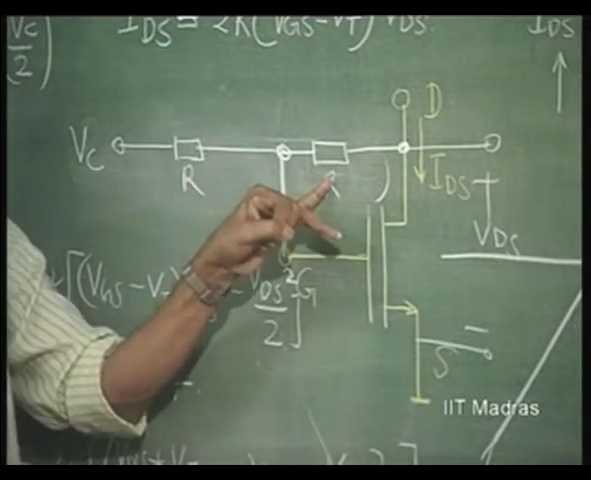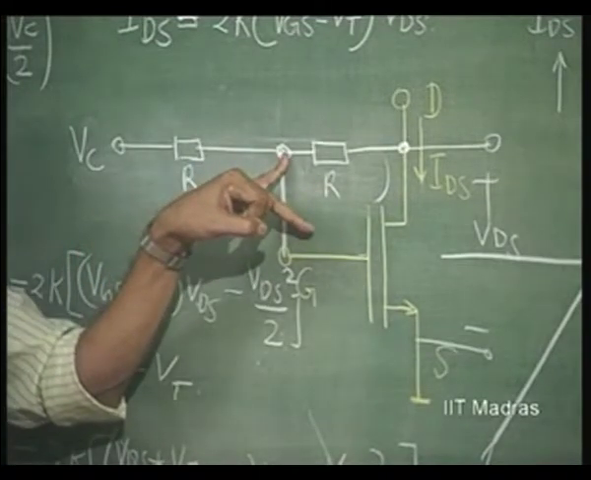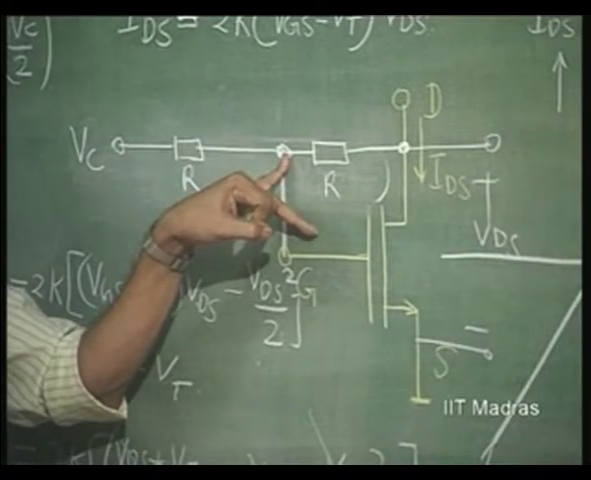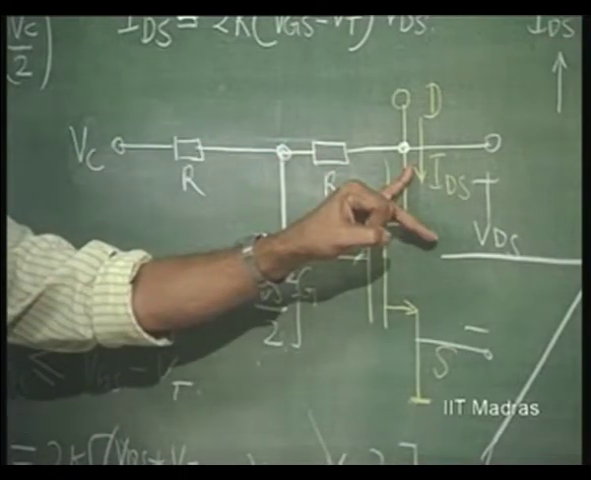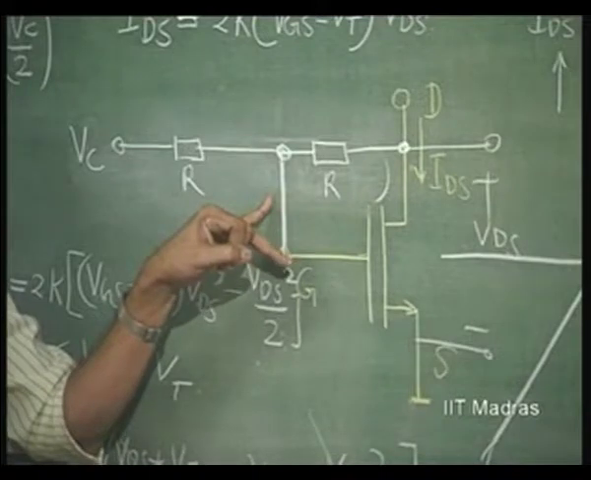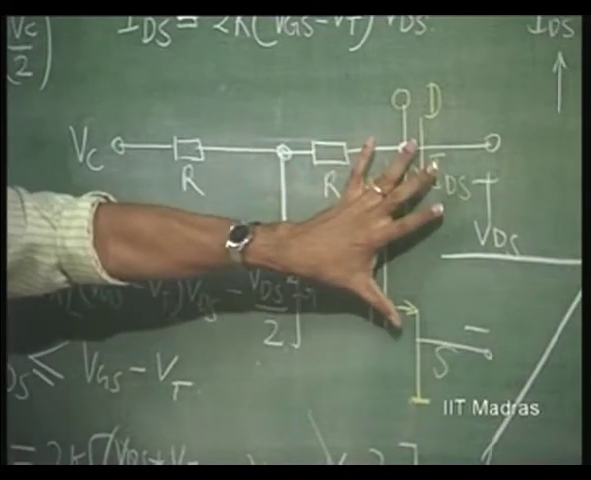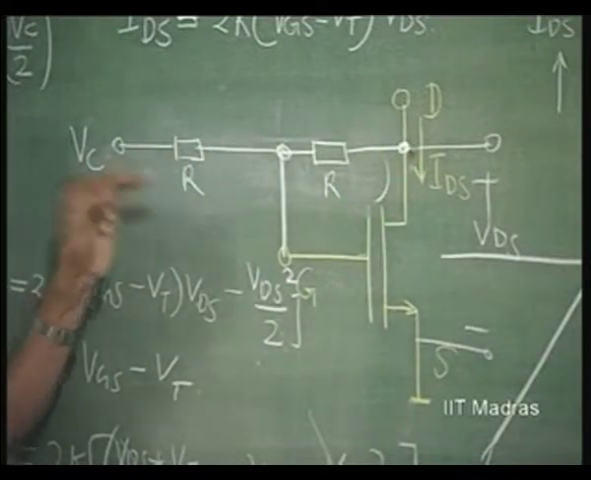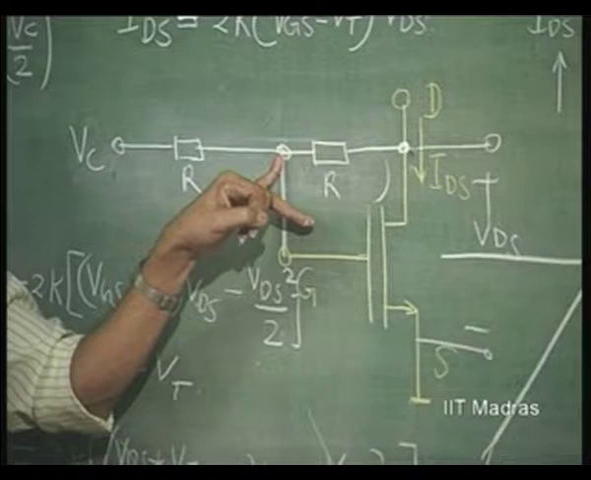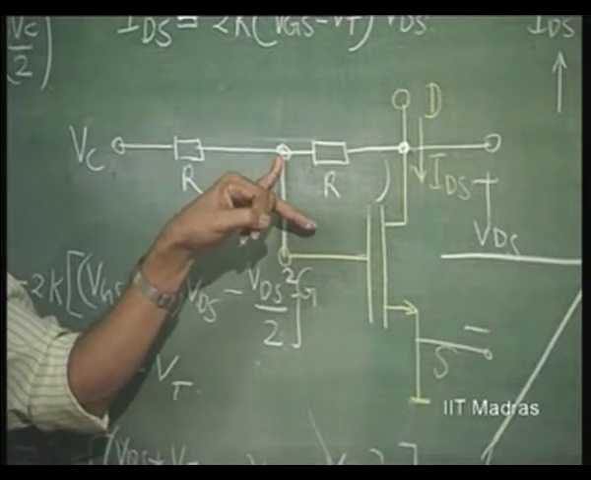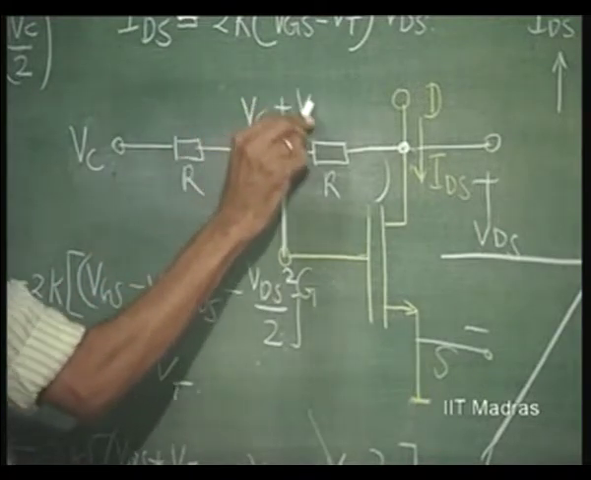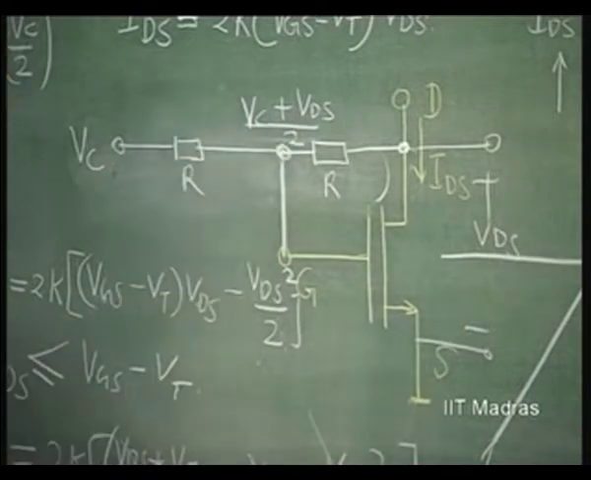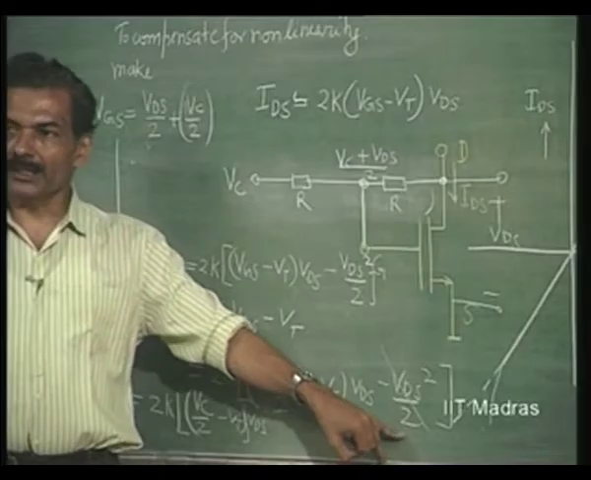So, if I put equal resistors R and R here, the voltage here at the gate, which is VGS, because S is grounded, is going to be VC plus VDS divided by 2. Is this point understood? This voltage is defined as VDS. This is VC. So, at this point I can get VGS. So, a simple circuit like this is going to get rid of this dominant nonlinearity.